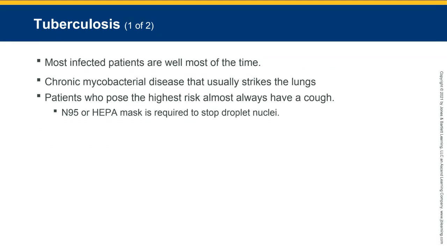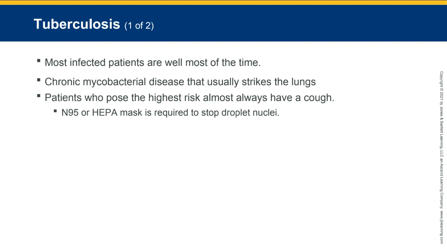Tuberculosis. Most infected patients are well most of the time. So it's a bacteria that affects the lungs, and it can be latent or active. So it can be latent TB, which is a patient that does not show any symptoms, or it can be active TB. That's a patient with symptoms, right? And if it's latent, the person cannot spread the condition or spread the bacteria. If it is active, they can.